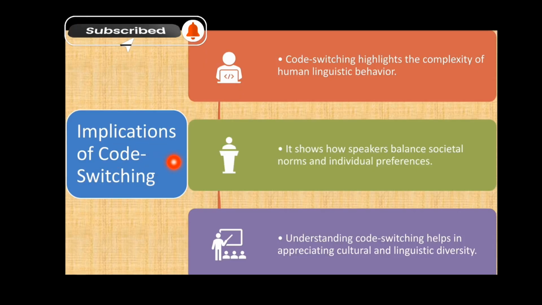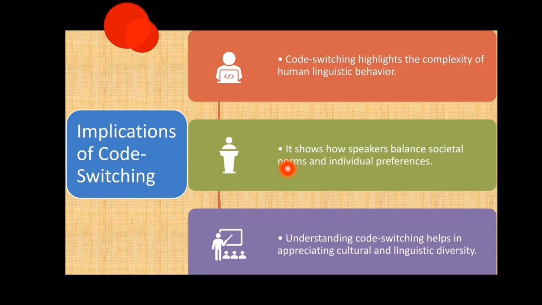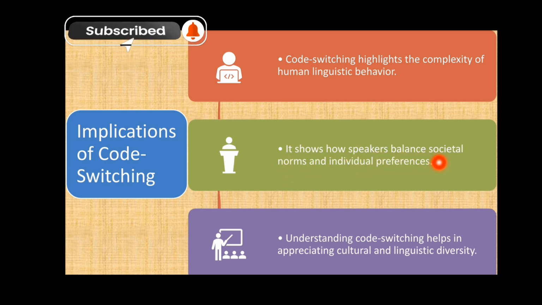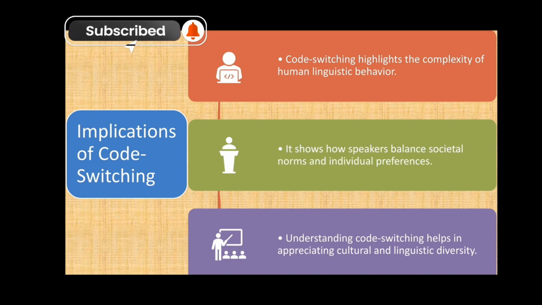Implication of code switching. Code switching highlights the complexity of human linguistic behavior. That is, how complex language or human behavior regarding language is. It shows how speakers balance societal norms and individual preferences. Sometimes it's your individual preference that you switch from one language to another, and sometimes it is societal norms and rules, culture, that make you switch from one language to another one.